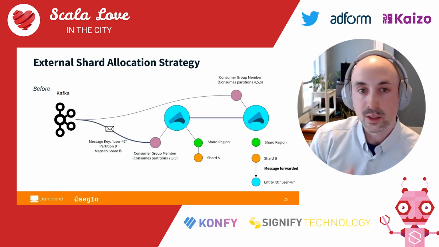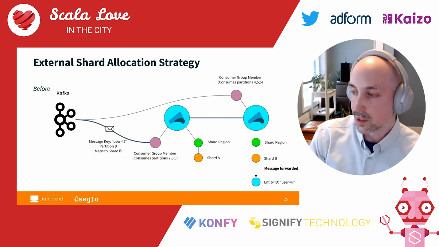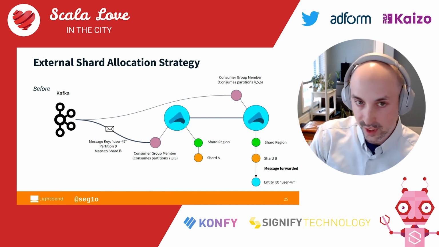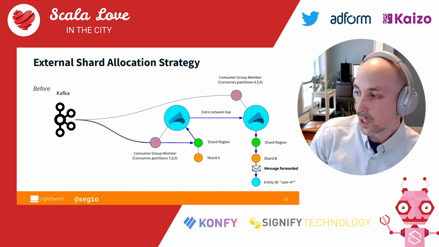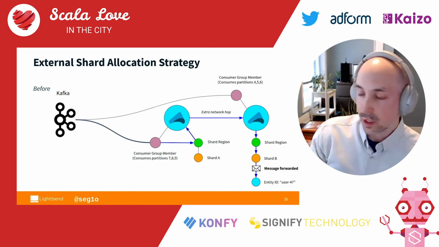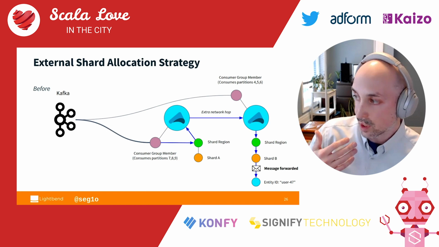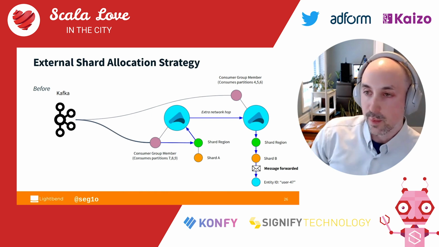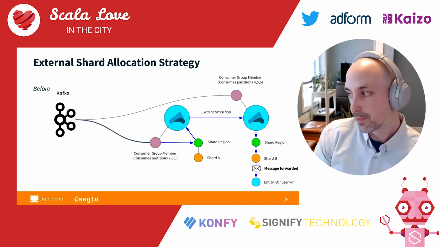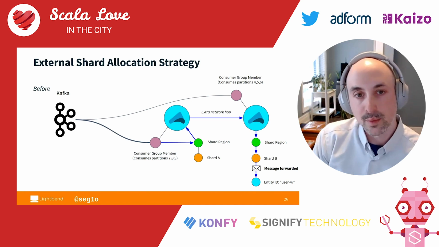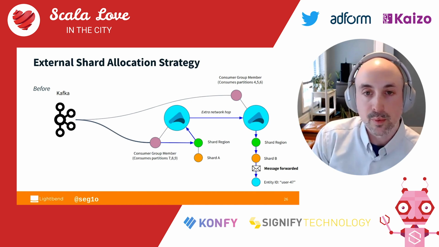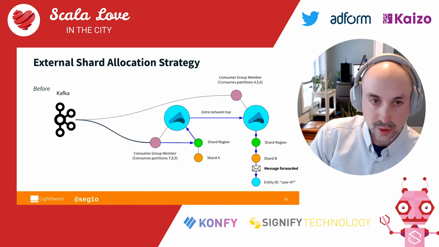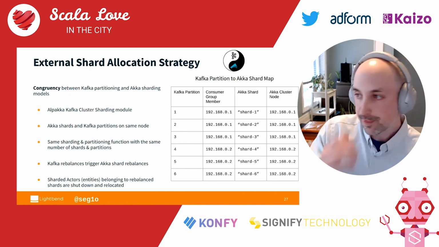So in this case, the message is destined for shard B, but it ends up on this Akka node where shard B doesn't exist. So when that happens, the message is going to get sent to the shard region. It's not going to find shard B in this region, so it's going to use that location transparency principle to propagate the message across Akka cluster to the appropriate node. And that's where the extra network hop comes into play. So ideally, the consumer group member is on the node where the entity exists, and then this extra network hop wouldn't have to happen.